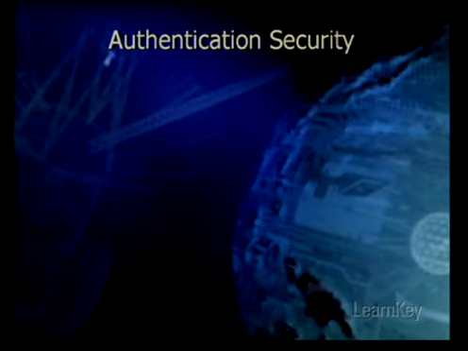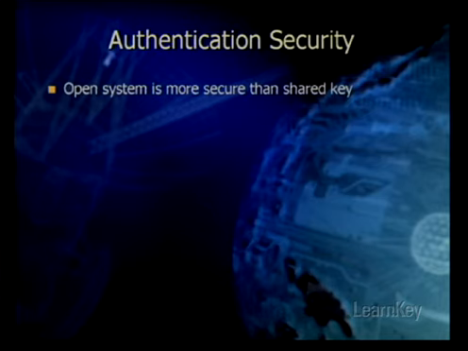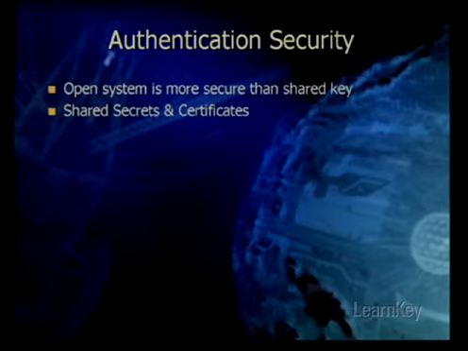So the rule of thumb for authentication security is that open system is more secure than shared key. That we've established. But what about other types of authentication security that we can use? One of the options is using shared secrets and certificates. Shared secrets are more or less just the WEP keys. However, certificates are another method of user identification that can be used with wireless networks. Certificates are placed on the client machine ahead of time. The placement is done so that when a user wishes to authenticate to the wireless network, the authentication mechanism is already in place on the client station.